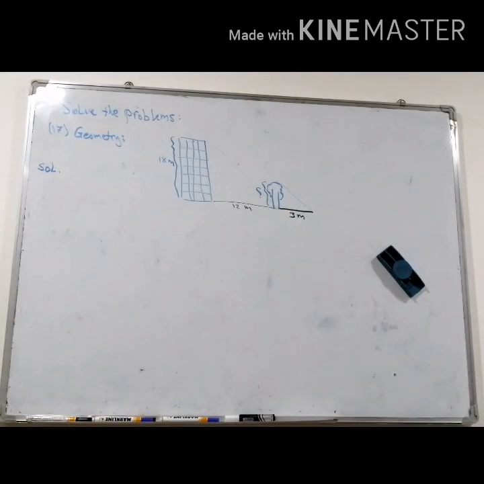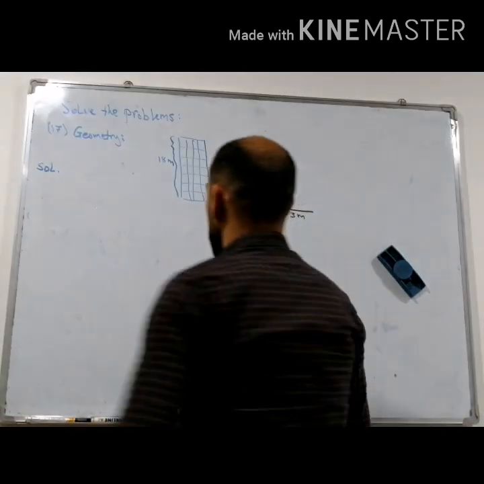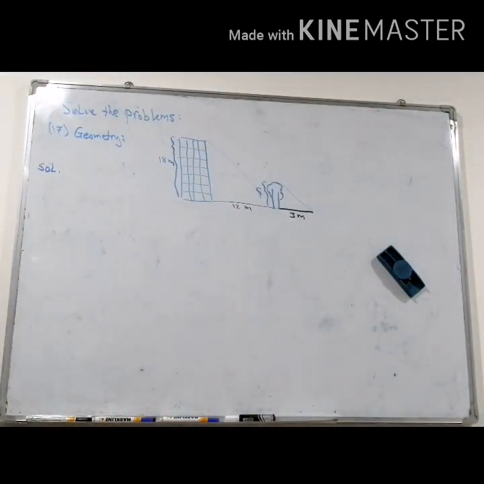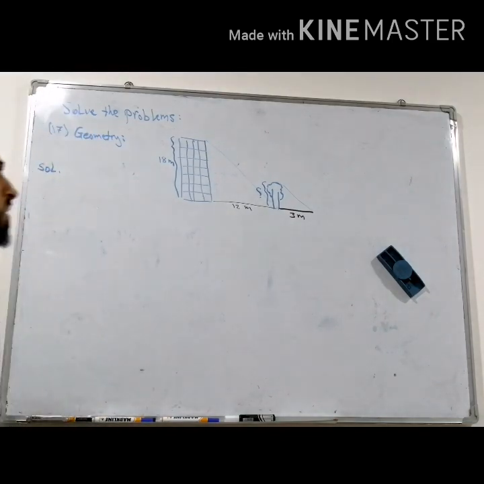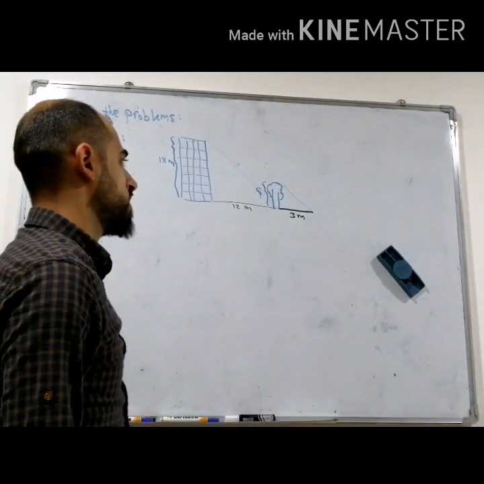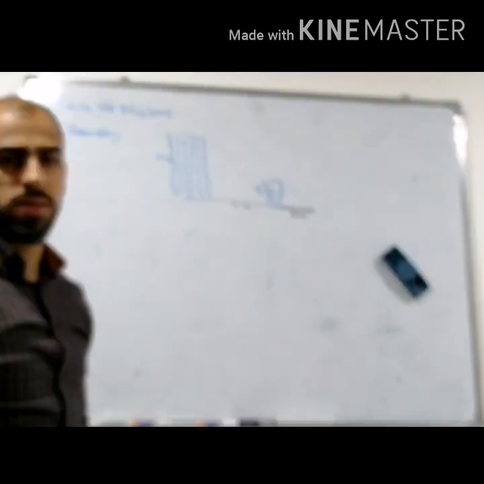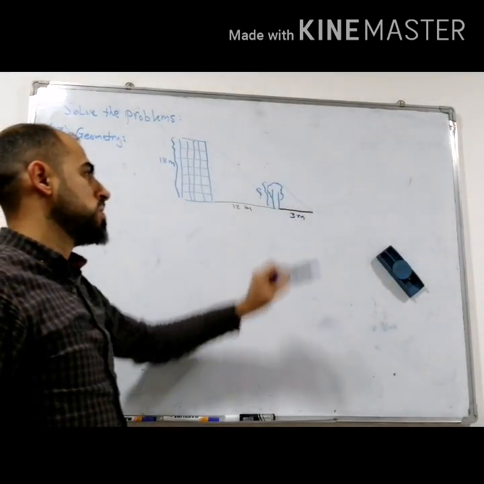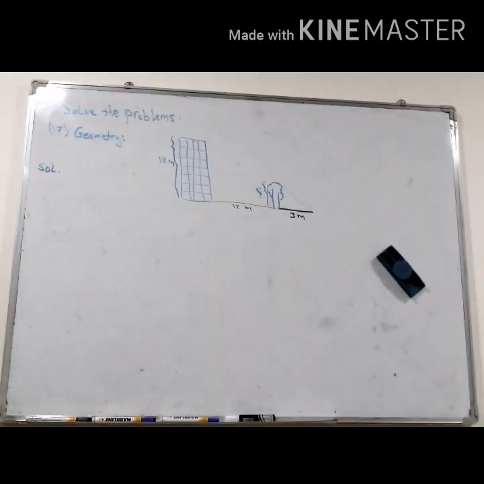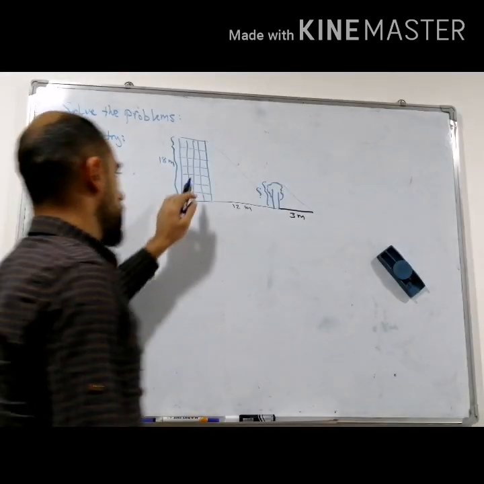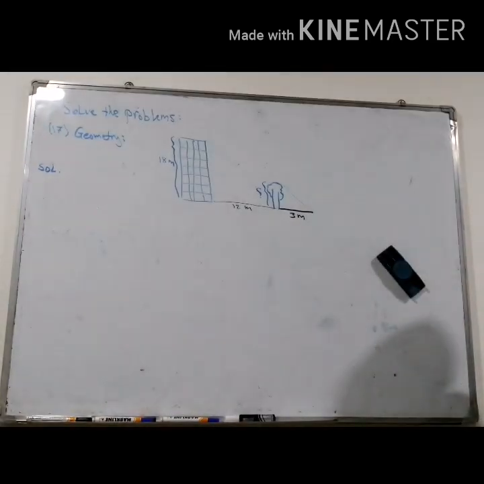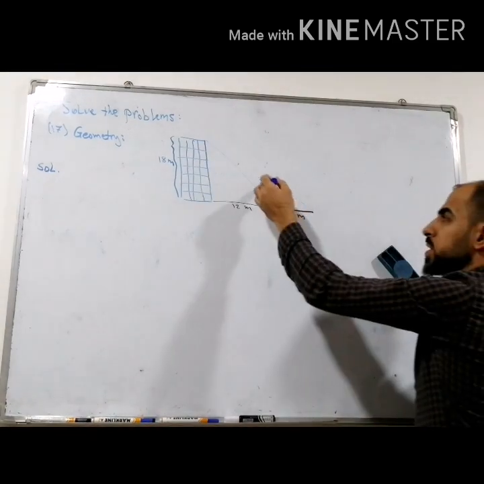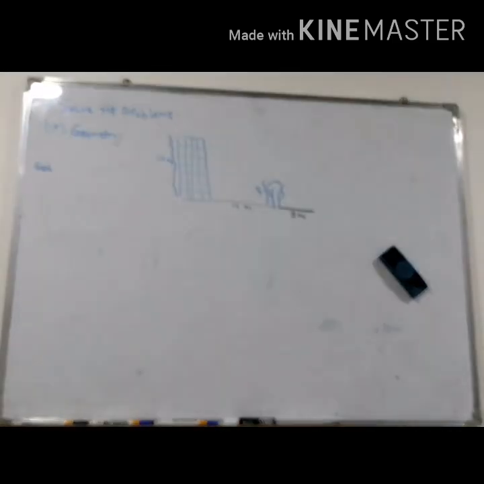In question number 17, solve the problems. We have a building with a height of 18 meters, and the shadow on the earth is 12 meters. And nearby the building we have a tree with unknown height, and its shadow on the earth is 3 meters. The building is similar to the tree. Now, what is the height of the tree?